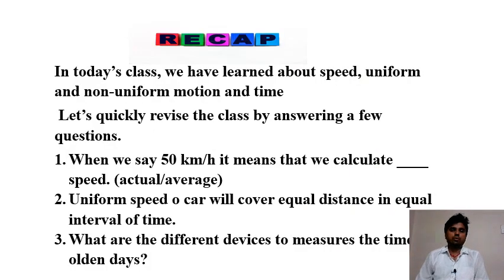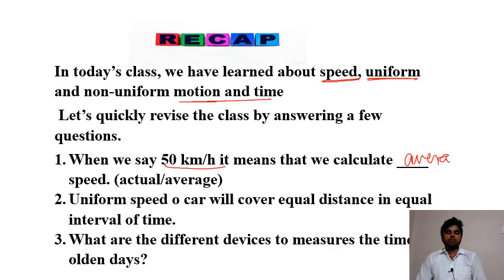So now students, we will recap what we have studied. In today's class we have studied speed, and uniform and non-uniform motion. Let us quickly revise. When we say 50 km per hour, it means we are calculating what speed? Is it actual speed or average speed? We have studied that it is the average speed. A car with uniform speed will cover equal distances in equal intervals of time. It is true.